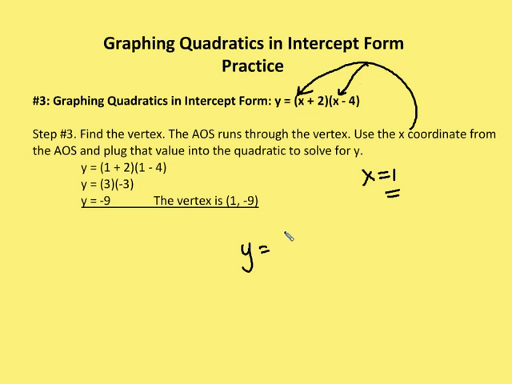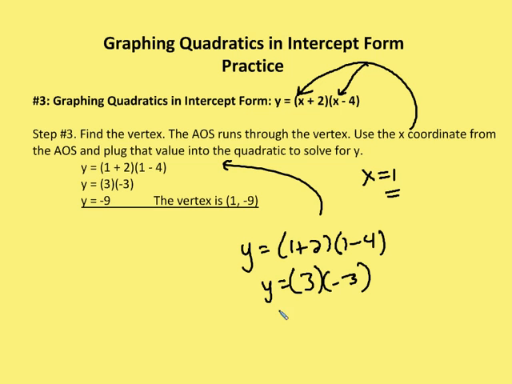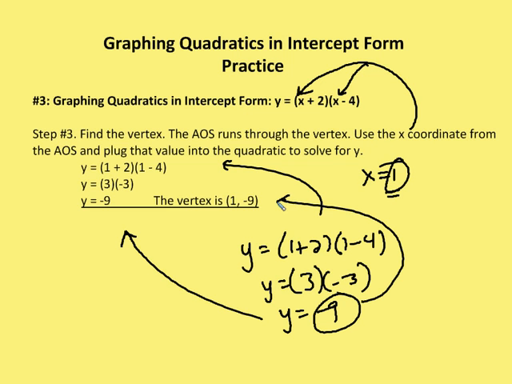and solve for y. So I have y is equal to 1 plus 2, and you can follow along here as well, times 1 minus 4, which is the same as y is equal to 3 times negative 3, or y is equal to negative 9. And that's what we get here. So now I know that my vertex is going to be 1 for x and negative 9 for y. My vertex is 1, negative 9.